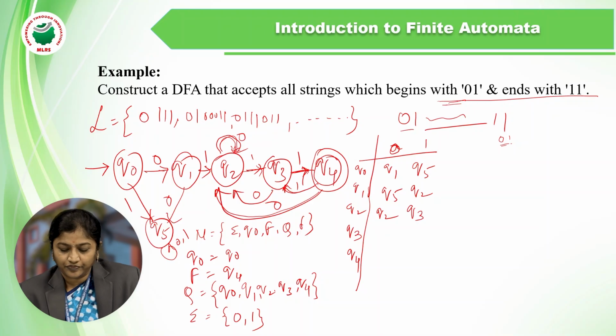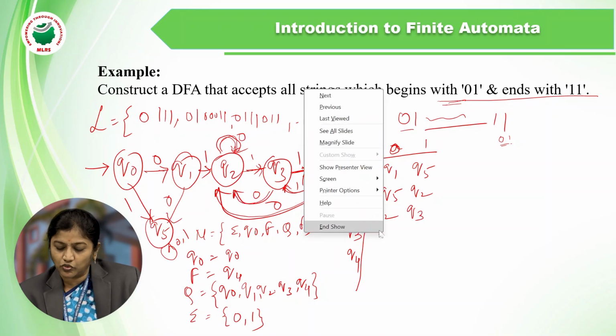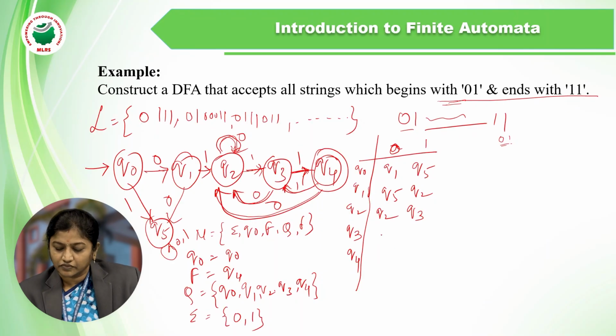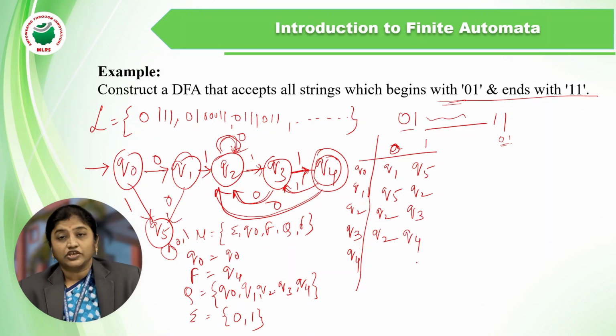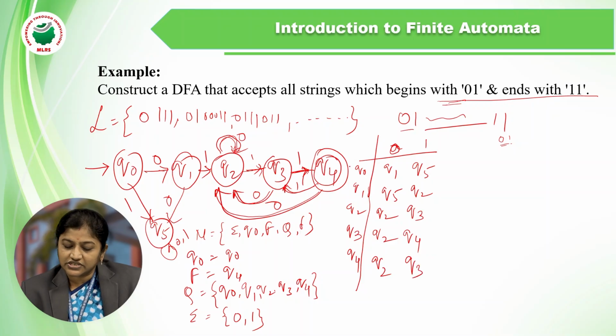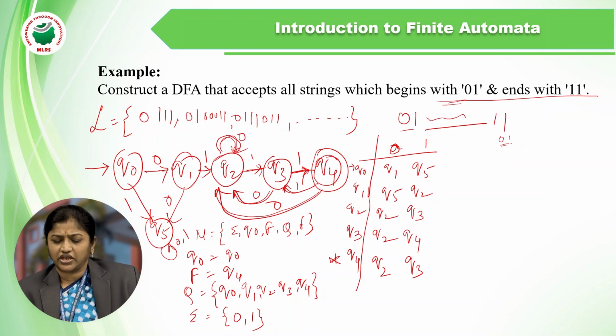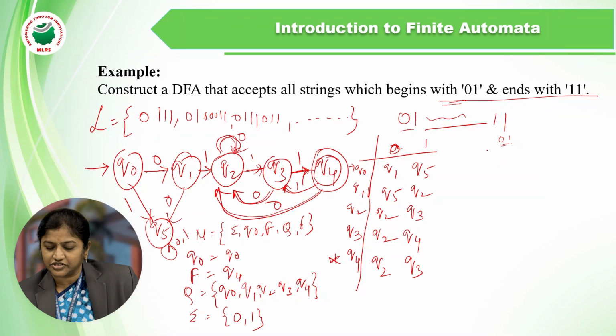Q3 on 0 is Q2. Next, Q3 on 1 is Q4. Q4 on 0 is Q2. Q4 on 1 is Q3. The start state here is Q0, the final state here is Q4, right? Next, just take any string and check for the acceptance.